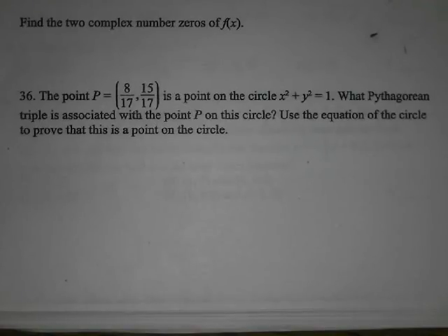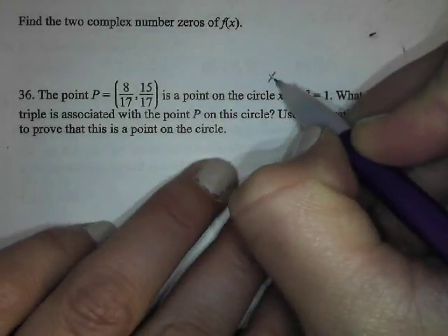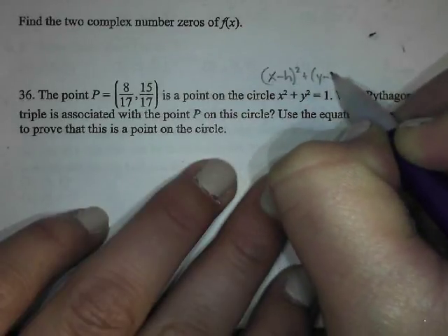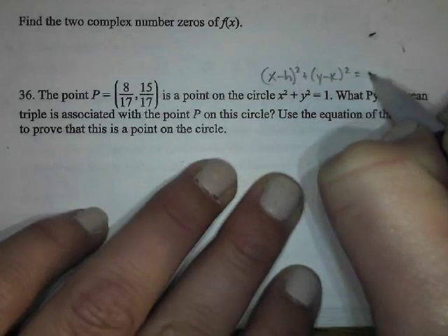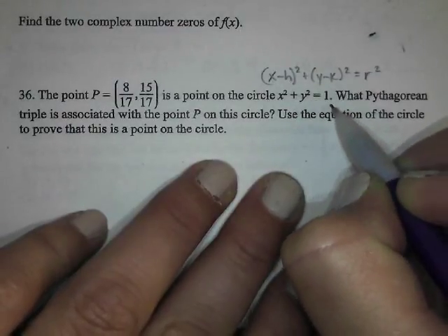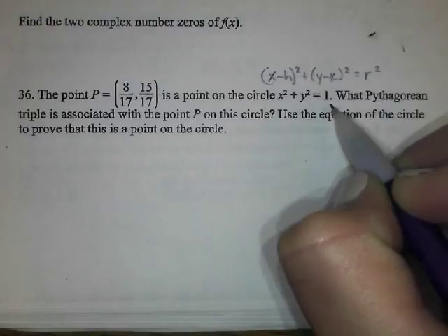Okay, the first thing we want to do is sketch this. We want to sketch this point on that circle. Where is the center of that circle? Remember this format: x minus h squared plus y minus k squared equals r squared. So the center is at 0, 0, and the radius is 1. So sketch that.